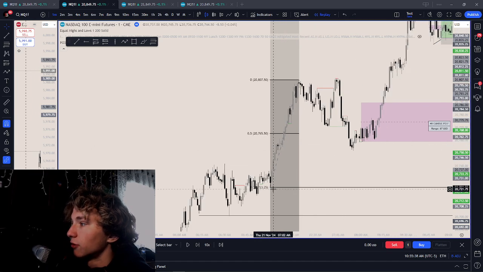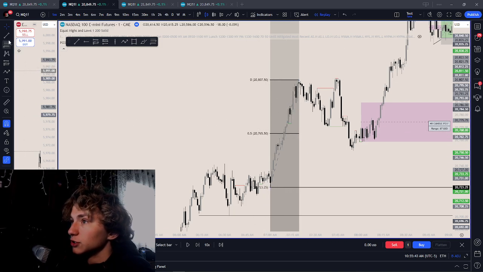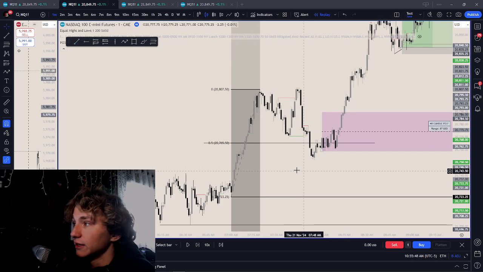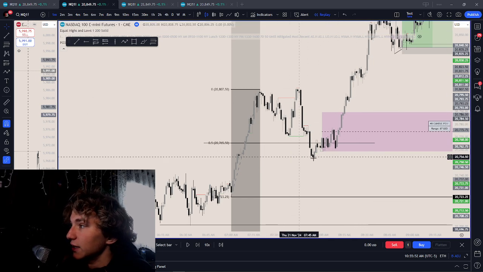Anyways, this is our range. This is 1, this is 0, this is equilibrium. So when price retraces back into here, that is when we can expect it to move even higher. And that is what you could see price did right here.